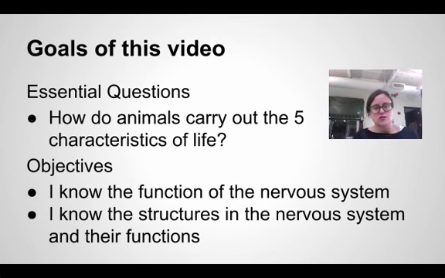So the goals of this video, we are discussing how do animals carry out the 5 characteristics of life. The objectives for this video, after this you should be able to say, I know the function of the nervous system and I know the structures in the nervous system and their functions.